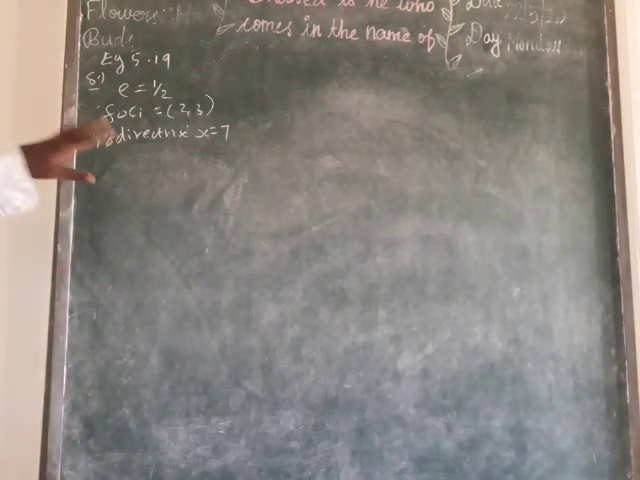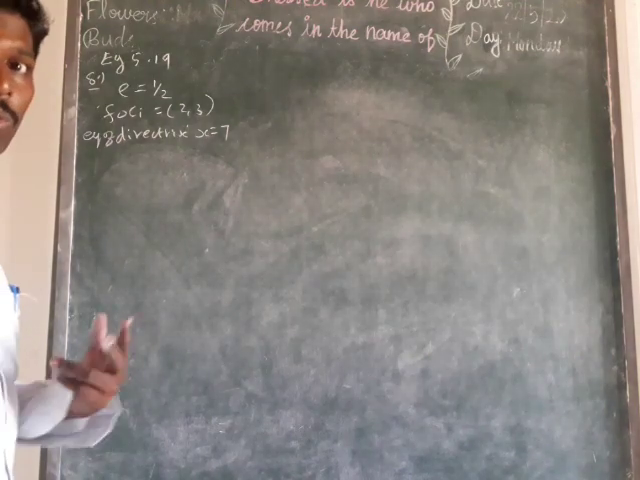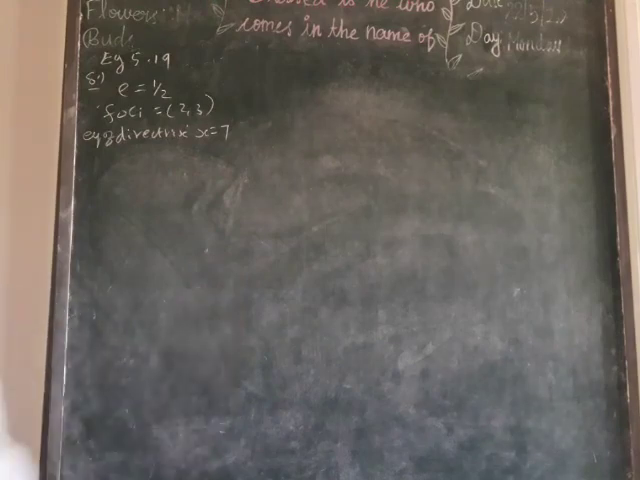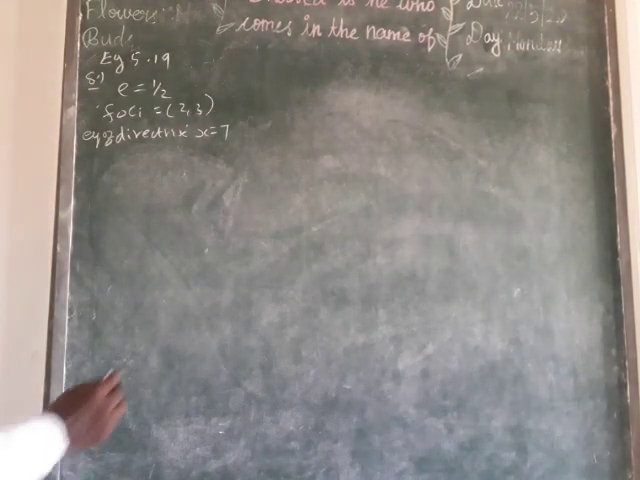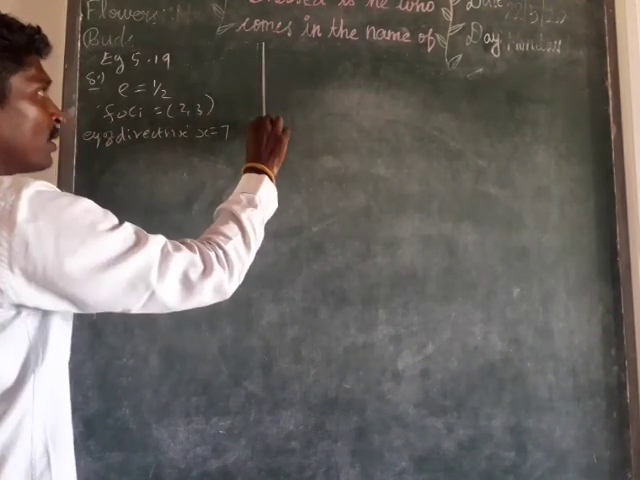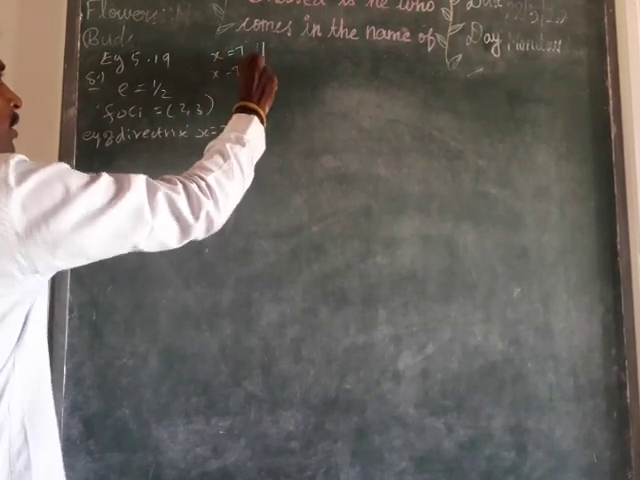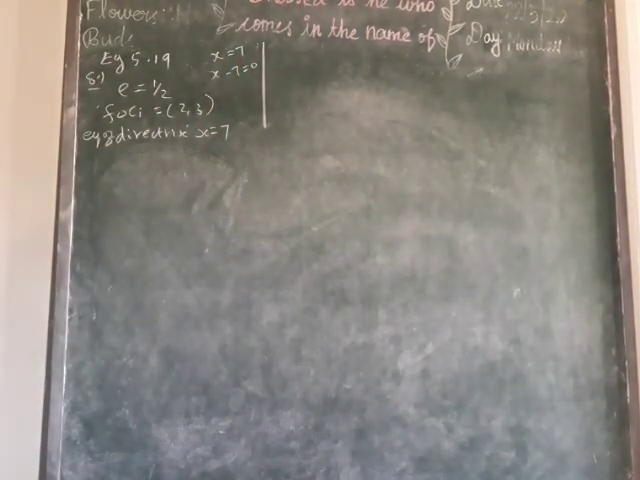In the beginning we can't identify what type of ellipse it is. We have two types of ellipse, parallel to the x-axis and parallel to the y-axis. But we go with the basic conic concept. They have given the equation of the directrix, which is called the fixed line. The fixed line is x equal to 7. We can write it as x minus 7 equal to 0.